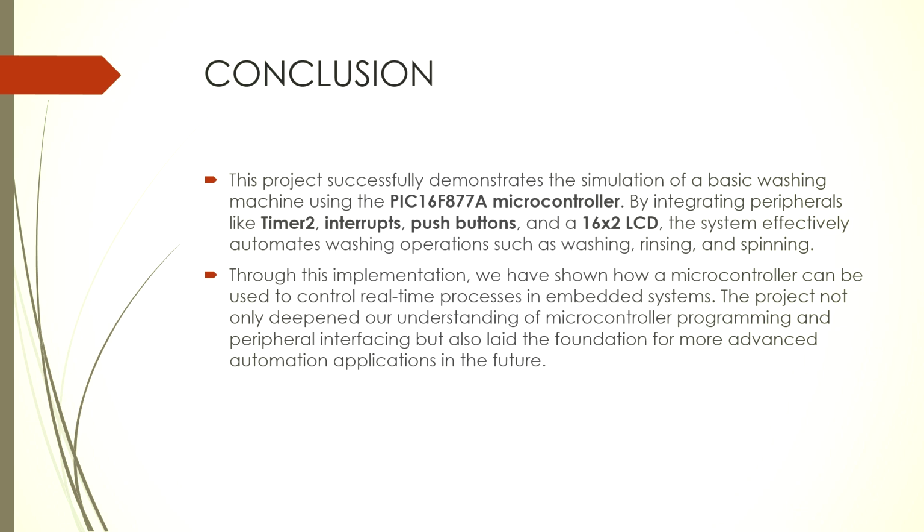Also we have used push buttons like RB3, RB4 and RB5, and a 16x2 LCD, which is used for status indication and to know the mode of the washing machine at several instances. So with that, the system effectively automates washing operations such as washing, rinsing and spinning. Through this implementation, we have shown how a microcontroller can be used to control real-time processes in embedded systems.